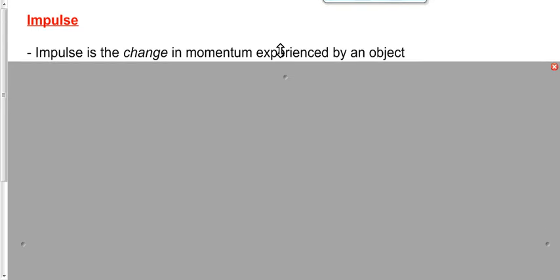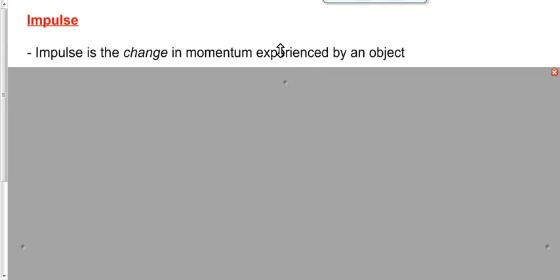Or we could have found the momentum halfway down, or we could have found the momentum at the top before it was moving downwards, or whatever the case may be. How do we account, though, for the changing momentum? Not the momentum at one specific time, but the changing momentum over that period of time. Well, that's with a quantity that we know as impulse. Impulse is defined as, you can probably guess, the change in momentum experienced by an object.